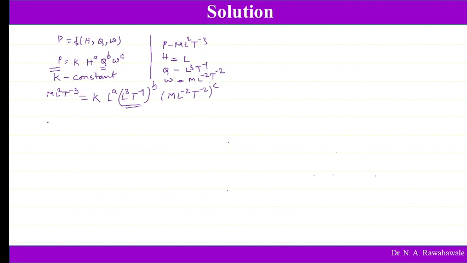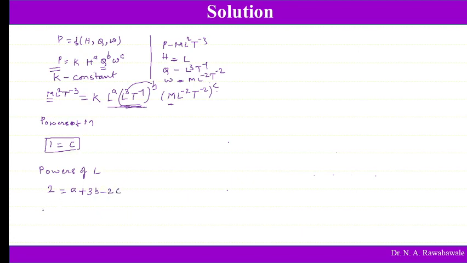Now on simplification, if we collect the powers of M on both sides, on the left hand side the power of M is 1, which is equal to, on the right hand side, M to the power of C only, so C is equal to 1. Therefore we obtained the value of C as 1. Then we collect powers of L. On the left hand side we have the power of L as 2, which is equal to, on the right hand side, A plus 3B minus 2C. We know the value of C.